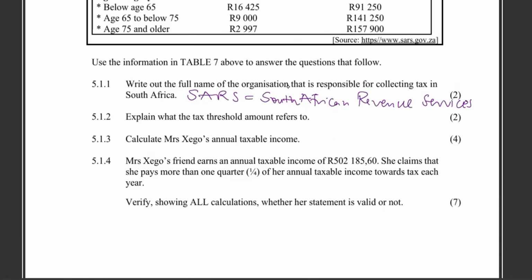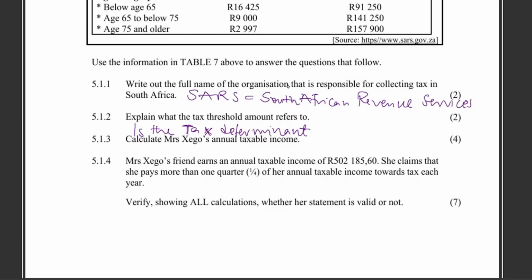Okay. Explain what the tax threshold amount refers to. It is the tax determinant. Why do I call it tax? It determines whether one is going to pay tax or not. That's a threshold. It's the amount one has to earn in a year to start paying tax. In other words, it's the minimum amount that an individual must earn in order to pay tax. It determines whether one is going to pay tax or not.